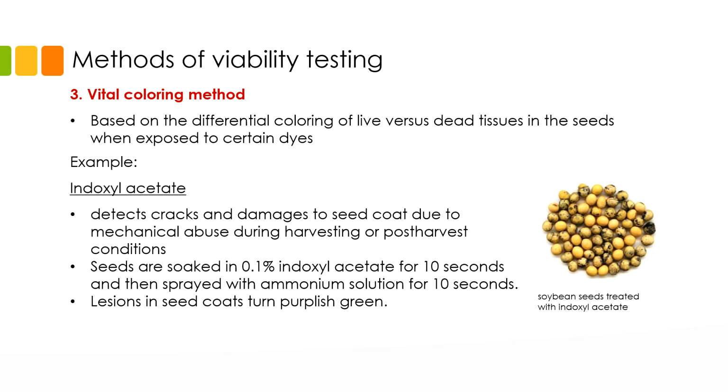These soybean seeds were treated with indoxyl acetate. As you can see, some of them show regions that have turned purplish, which indicates damage to the seed coat.